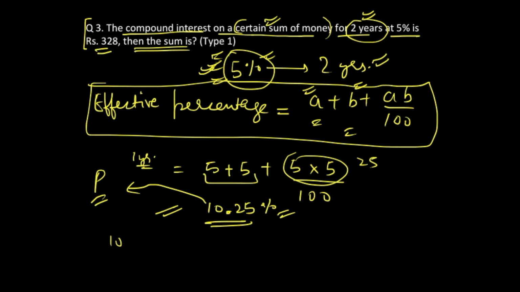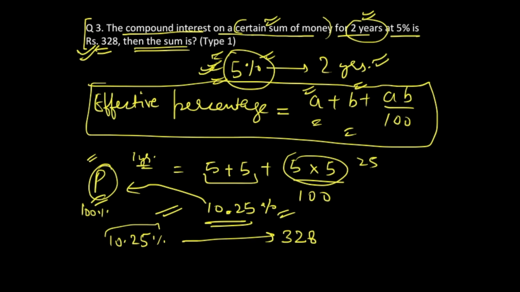Now this 10.25%, the effective rate applied on the principal, gives you an interest of rupees 328. This is known to us. So this 10.25% being applied on the principal gives you 328. You know that the initial sum is going to be the 100% value, and if you take a certain part of it, that is 10.25 percent of it, you get 328 as your answer. So you have to find the 100% value, right? 10.25% is known to you, 100% you don't know. That is what you have to find out.